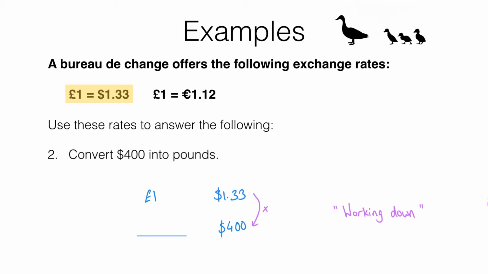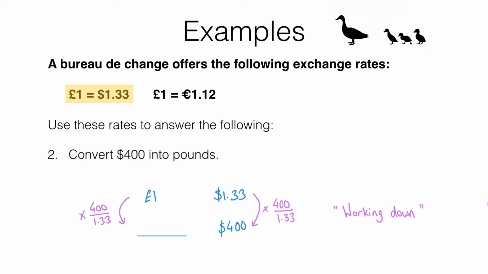To go from 1.33 to 400, what we can do is divide by 1.33 to get $1 and then multiply by 400 to get to $400. So that's 2 steps. Divide by 1.33 and then multiply by 400. And that is simply equivalent to multiplying by 400 over 1.33. So if you're comfortable with this idea, what you can then do is multiply the £1 by 400 over 1.33 on your calculator.